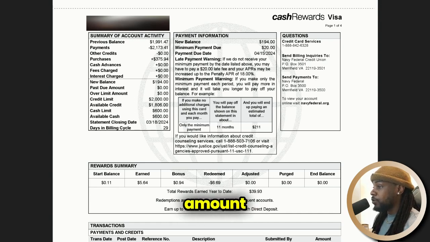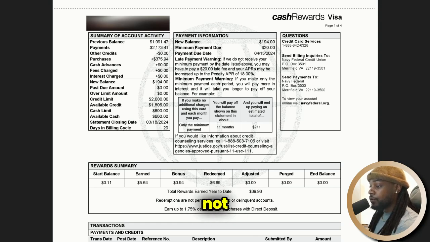That's the least amount you have to pay so that you don't get a late payment or late reporting. But it lets you know if we do not receive your minimum payment by the date listed above, you may have a $20 late fee and your APRs may be increased up to the penalty, which is an APR of 18%. They also give you a warning, minimum payment warning. If you make only the minimum payment each period, you will pay more in interest and it will take you longer to pay off your balance.